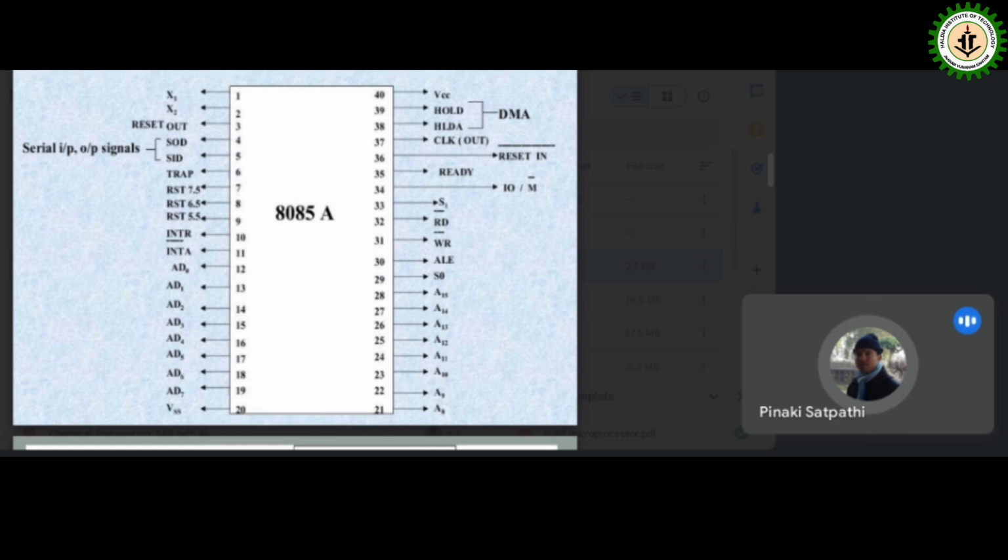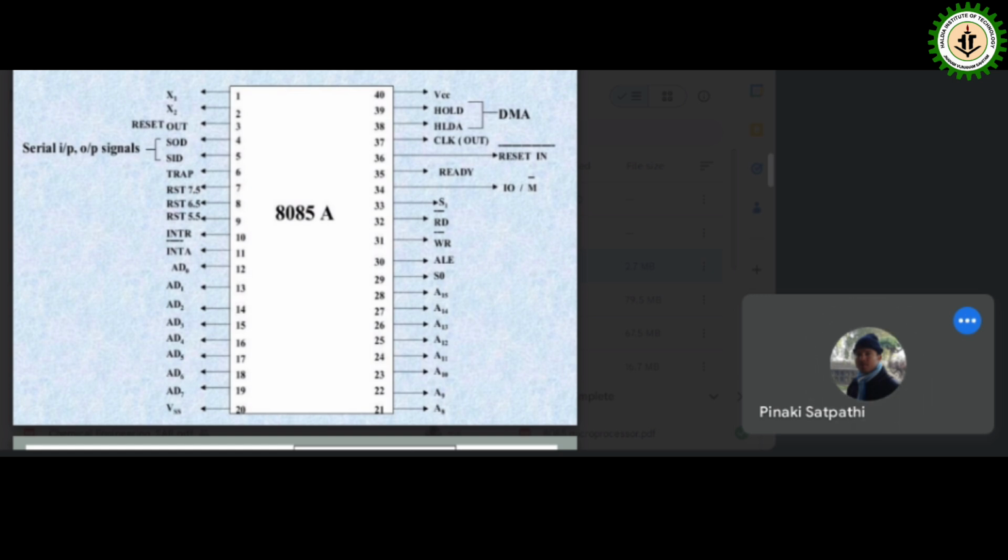Next one is RD bar, that is the read signal. It is an output signal from the microprocessor. When it goes low, a read operation takes place, and when it goes high, no read operation is performed. Next one is WR bar, known as the write signal. It is an output signal from the microprocessor. When it goes low, a write operation takes place, and when it is high, no write action takes place.